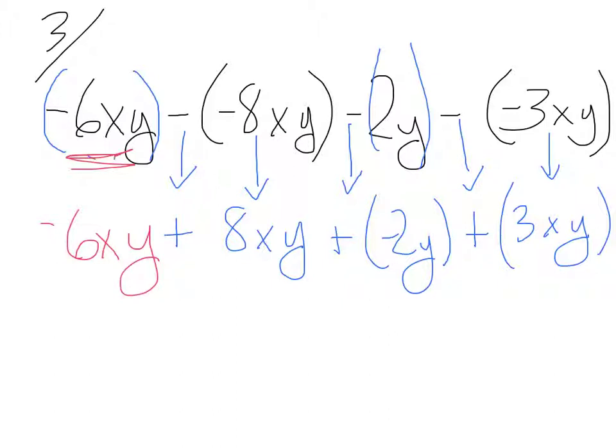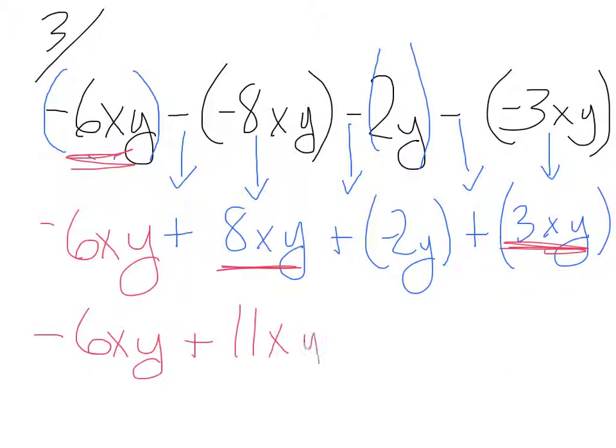Well, you could pick any xy, but guess what? I'm going to do this one here, because I have 8xy plus 3xy. 8 plus 3 is 11. So I'm going to go ahead and do this one and this one, because for me it's easier. It's negative 6xy plus 11xy plus a negative 2y. Now I could do these two.